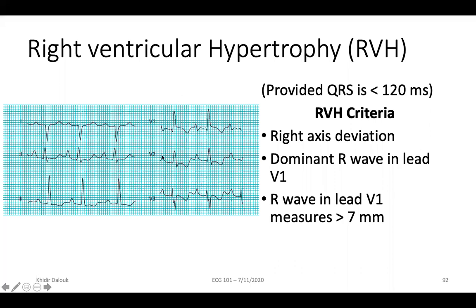RVH is mainly looking at lead V1 and V2, provided that your QRS is less than 120. If your R wave, how tall this R wave is in V1 and V2, if it's more than 7 millimeters, this will satisfy your criteria for right ventricular hypertrophy.